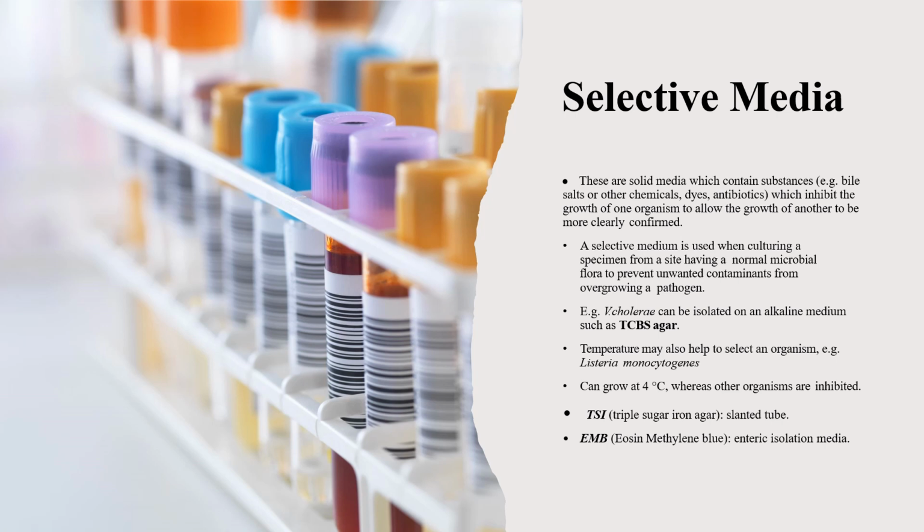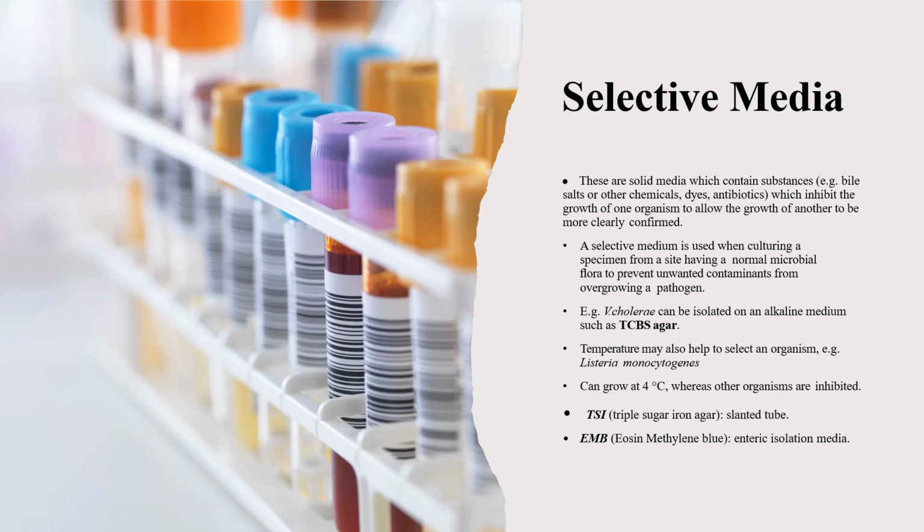Another example is eosin methylene blue, EMB agar, which is an enteric isolation medium. EMB agar contains dyes that inhibit the growth of gram-positive bacteria while allowing the growth of gram-negative bacteria, particularly enteric organisms such as E. coli and Salmonella. EMB agar can differentiate between different enteric organisms based on their ability to ferment lactose and produce characteristic metallic green and dark purple colonies.